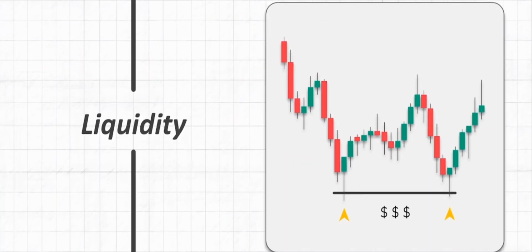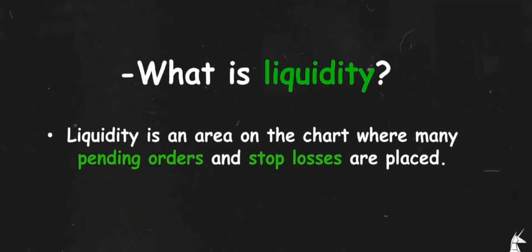Number 2, liquidity. In technical analysis, liquidity is an area on the chart where many pending orders and stop losses are placed. Imagine if this is our recent price action. If the price pulls back to this support area, many traders see it as a buying opportunity because it has acted as both support and resistance recently, making it a strong market structure level that can push the price higher.